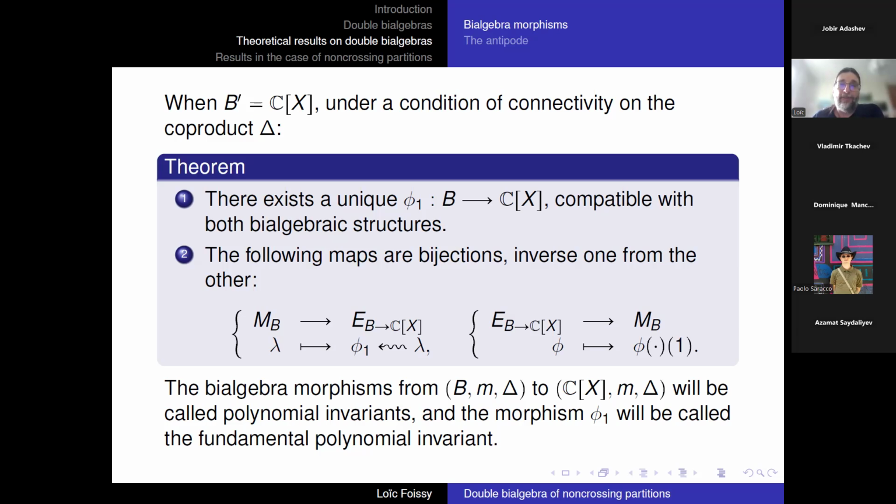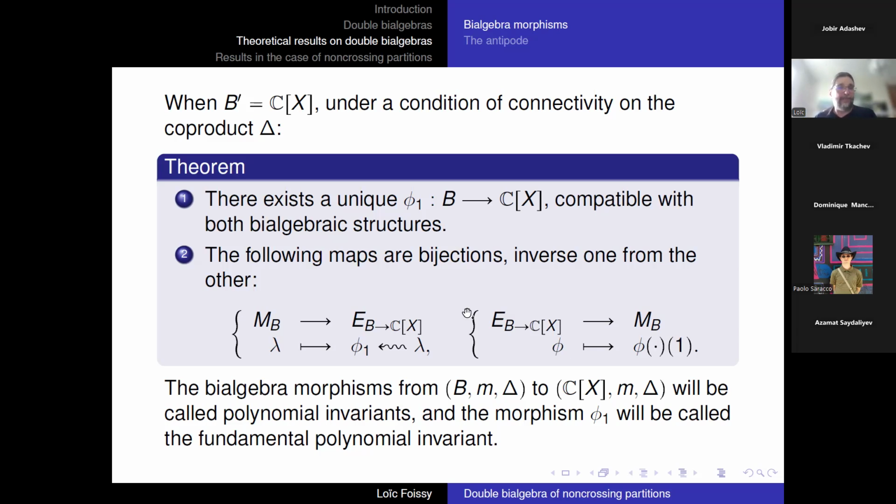And if you want to obtain other morphisms from B to C of X, well, you know for sure that they will not be compatible with the second coproduct, but we can show that you will obtain everything just by the action of characters. So you take your fundamental invariant, you can deform it by a character. This gives you a bijection. And for the inverse bijection, you just take your morphism and you evaluate it at one. That's all. So this means that in these cases, if you find the fundamental polynomial invariant, in fact, you can describe after all the polynomial invariants.